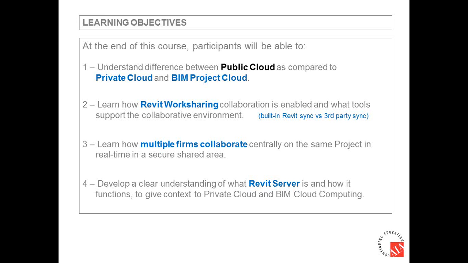I'll show very briefly, again in a real-time example, how you can collaborate with multiple firms in a project cloud and do this in a secure area. And you do this with linked models. So all the Revit RVT files are linked together and can be updated at any given moment.